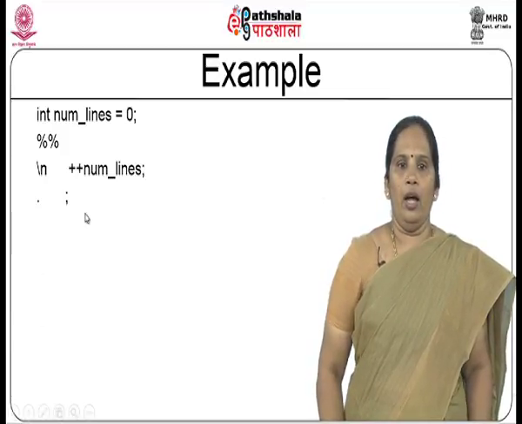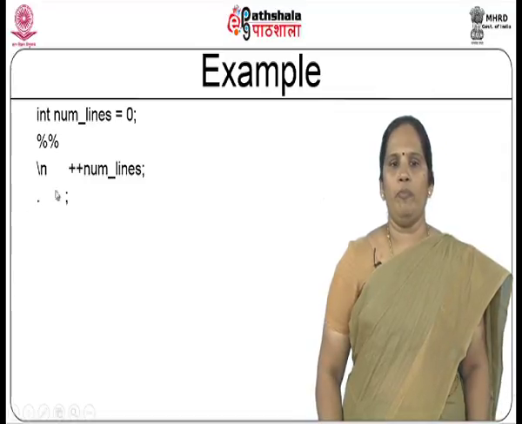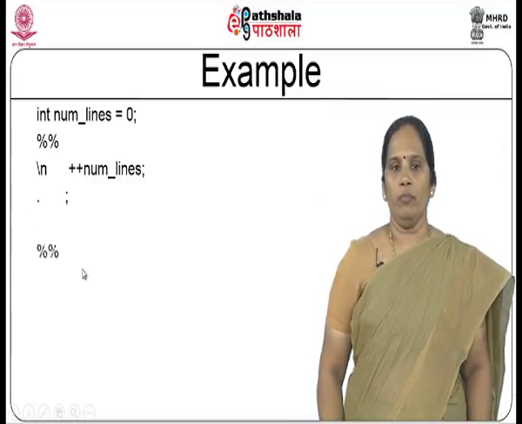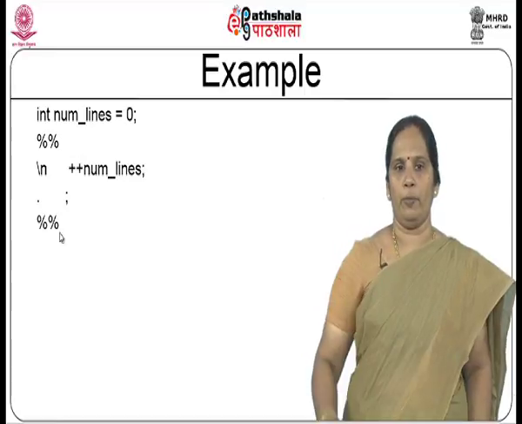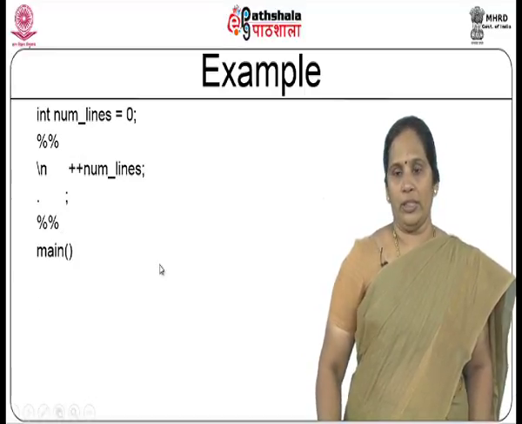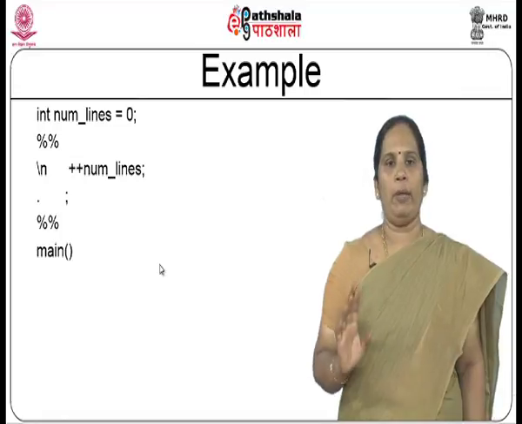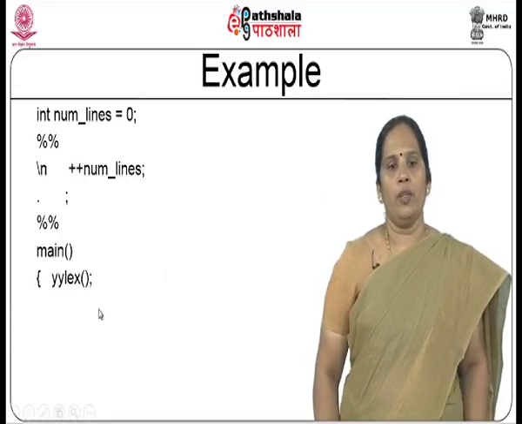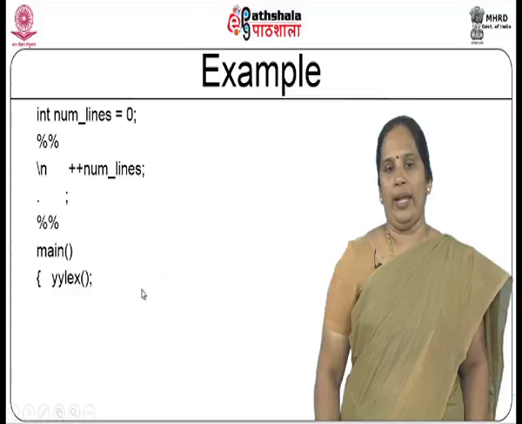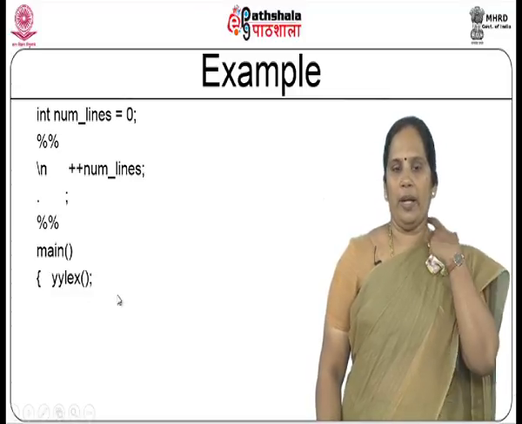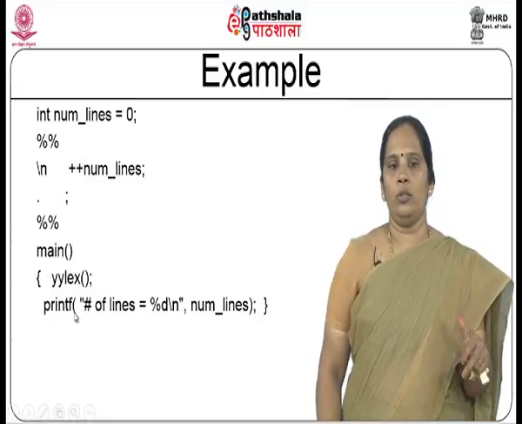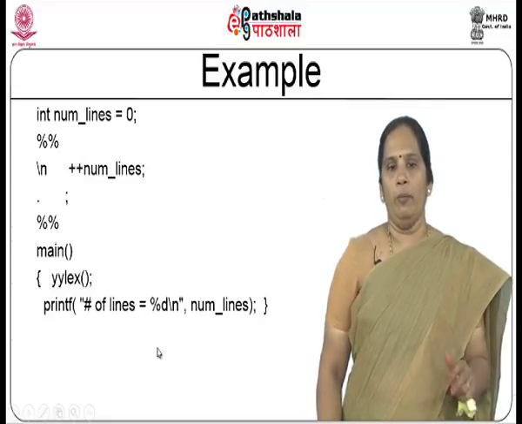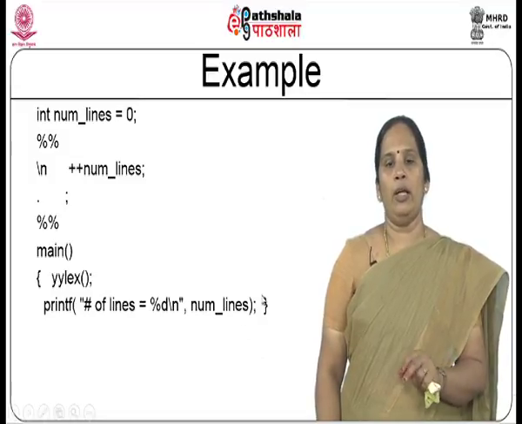And once I say a dot, I put a semicolon, and that is the end of it. Double percent means I am entering the next section, which is the auxiliary procedure section. In the auxiliary procedure section, I said I am going to have a default main, which is what I have here, and it calls yylex. This is a default function which is typically called as part of your main. It also does a printf of number of lines is equal to %d, num underscore lines.